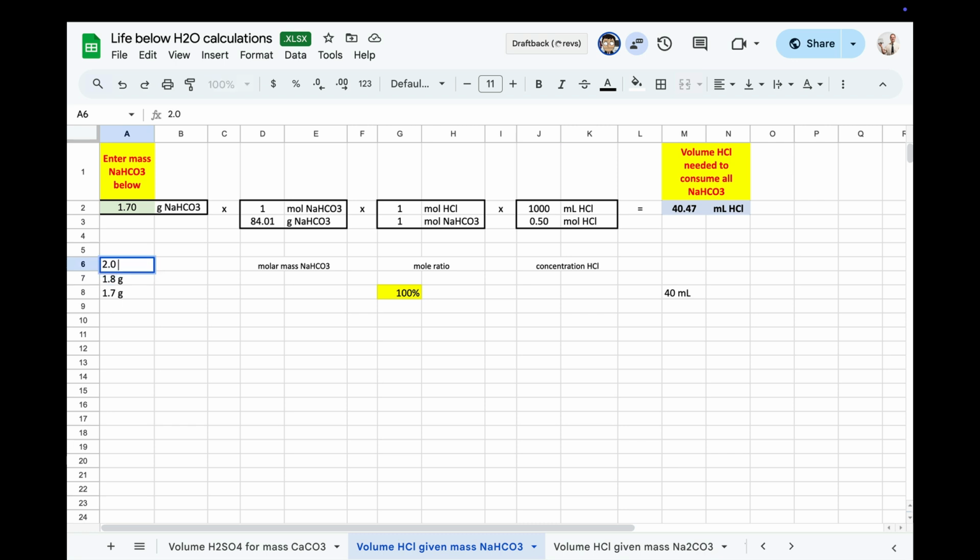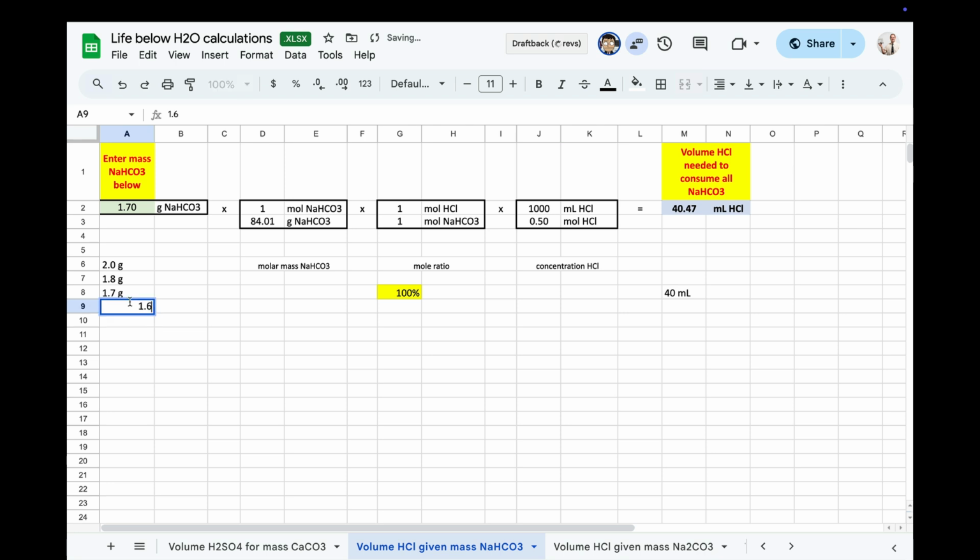If I go up to 2.0 grams, what that means, if I pour that in to the same volume of acid, the first 1.7 grams reacts 100%, and then there's a 0.3 grams that's left over at the bottom that's unreacted. So increasing the mass isn't helpful. On the other hand, I could decrease the mass.